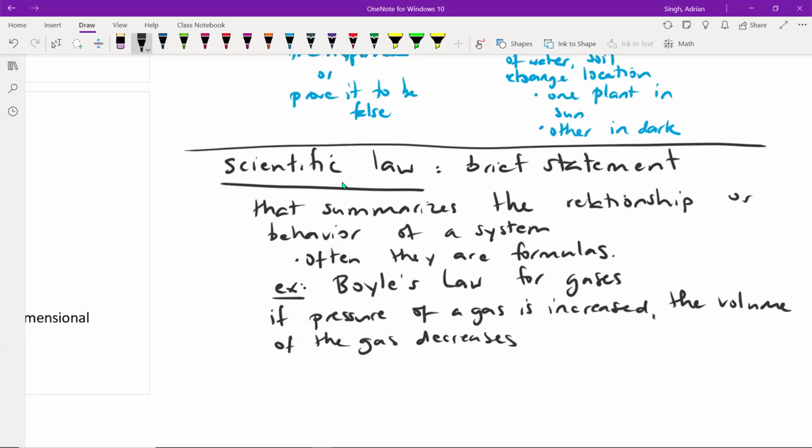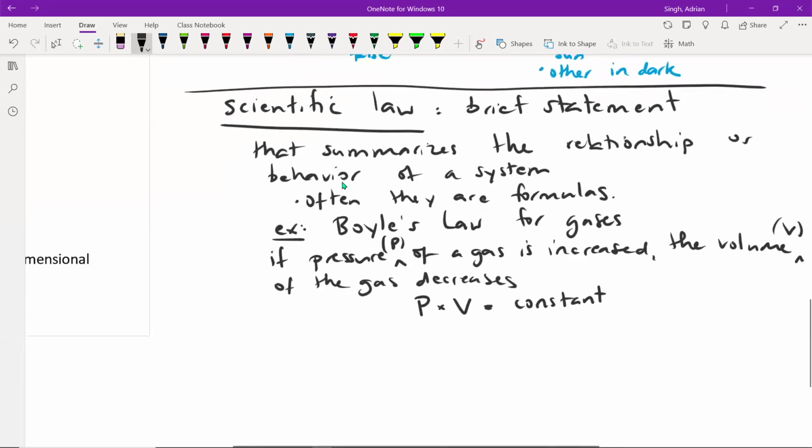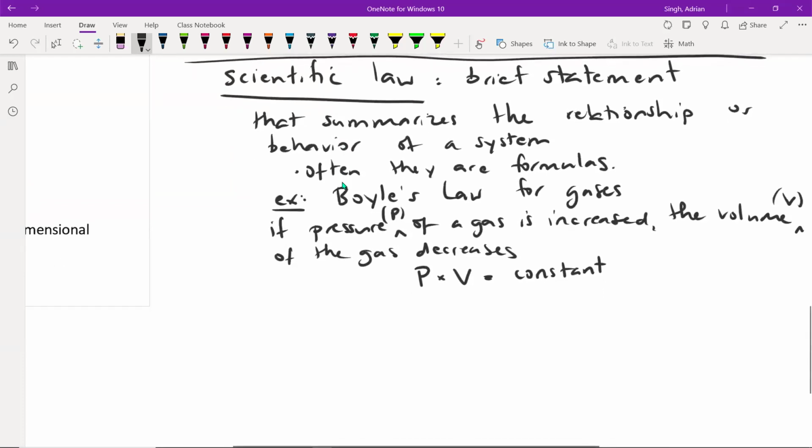And Boyle's law is often written as a formula as follows. So the pressure, which is abbreviated P, and volume, abbreviated V. If we multiply the pressure times the volume, we always end up with a constant value. So P times V equals a constant. That is an example of a scientific law. In this case, it's one of the gas laws. And we'll see several of these gas laws later on in the semester.